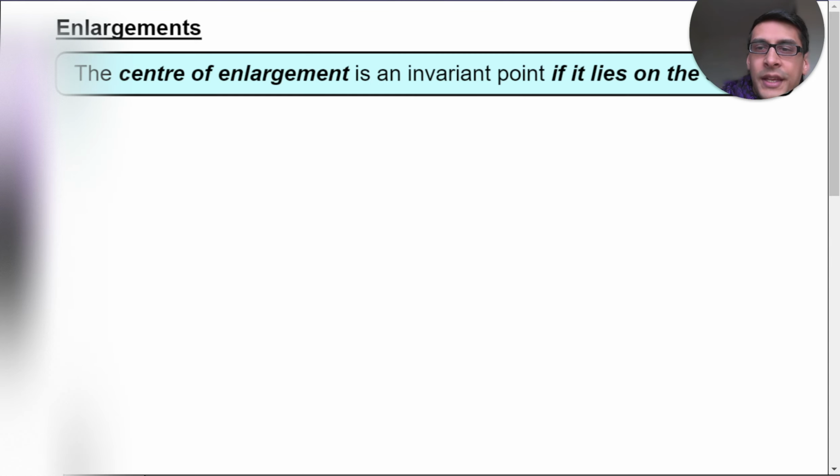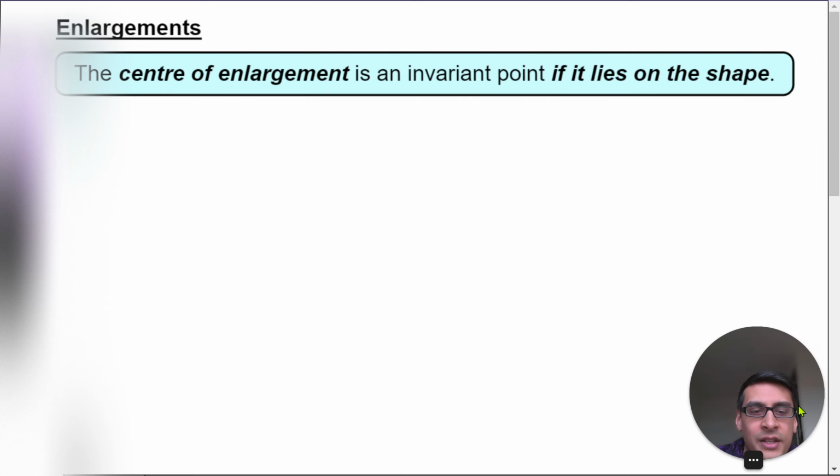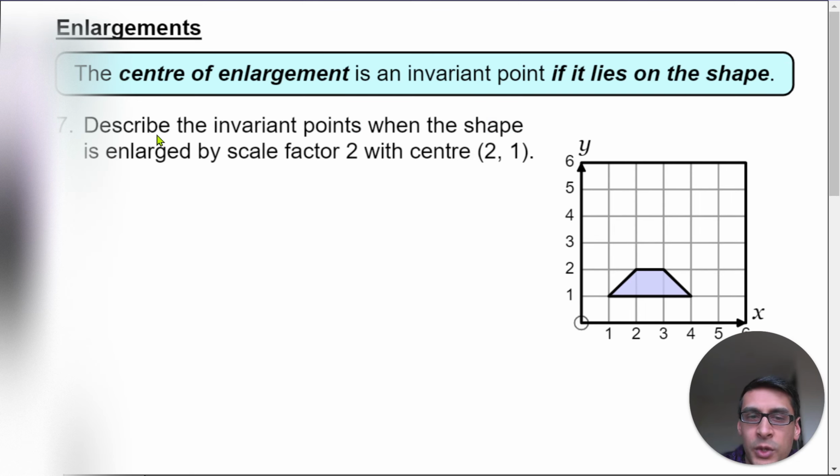Okay, so enlargements. The center of enlargement is an invariant point if it lies on the shape. So it's kind of similar to center of rotation. In this case, the center of enlargement is invariant if it's on the shape. So for example, describe the invariant points when the shape is enlarged by a scale factor 2. So there is our center. So we're looking at 2, 1. There's our center of enlargement.